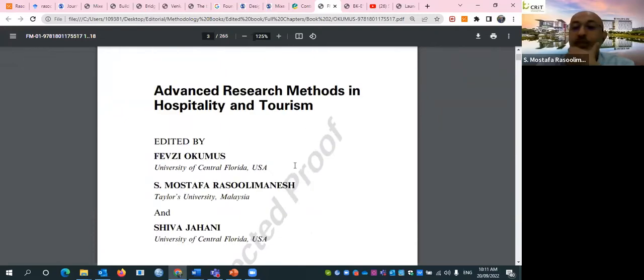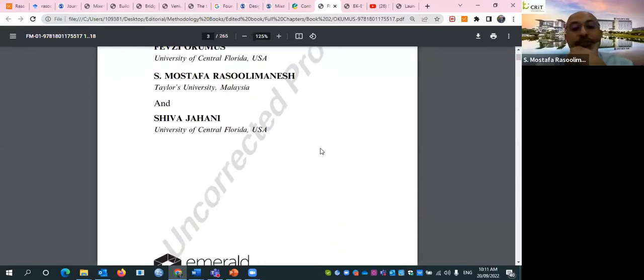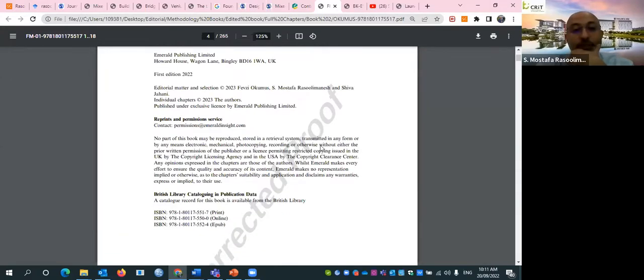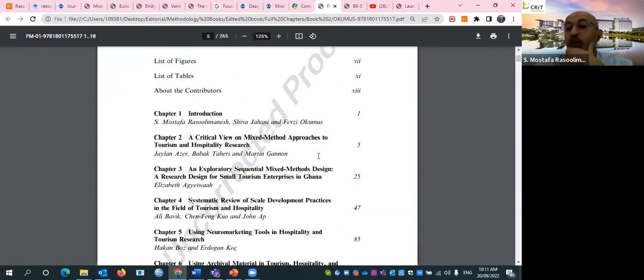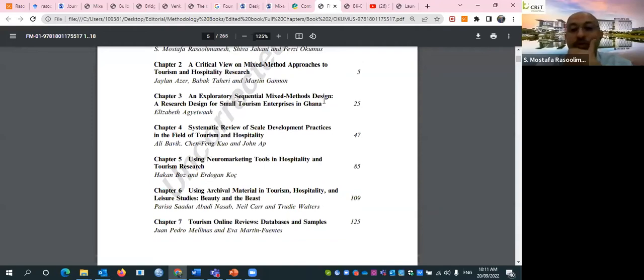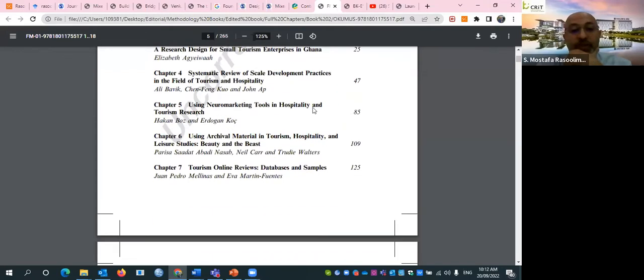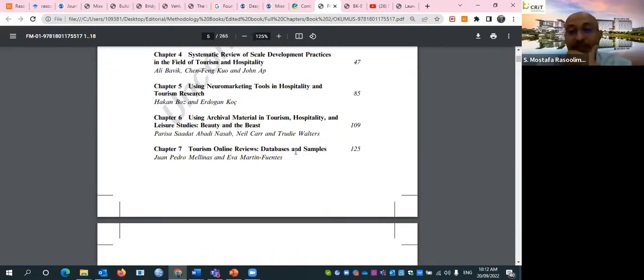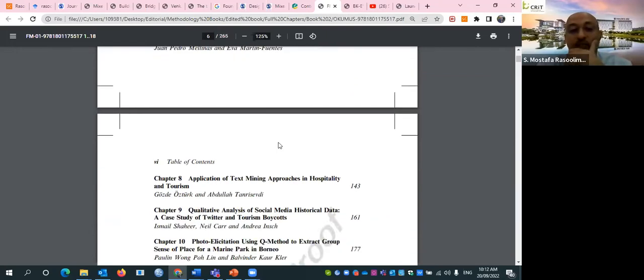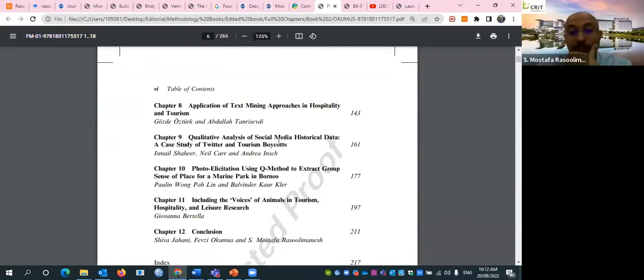The second book is Advanced Research Method in Hospitality and Tourism. This book is already finalized and will be published in November this year, again by Emerald. In this book, we have a few chapters related to mixed method. We have a critical view on the mixed method approach, sequential mixed method, and scale development, and a few more advanced topics, for example neuromarketing, archival material, analyzing online reviews, data mining and text mining.